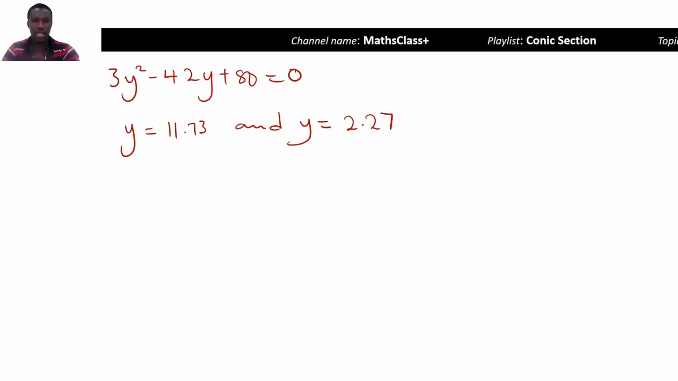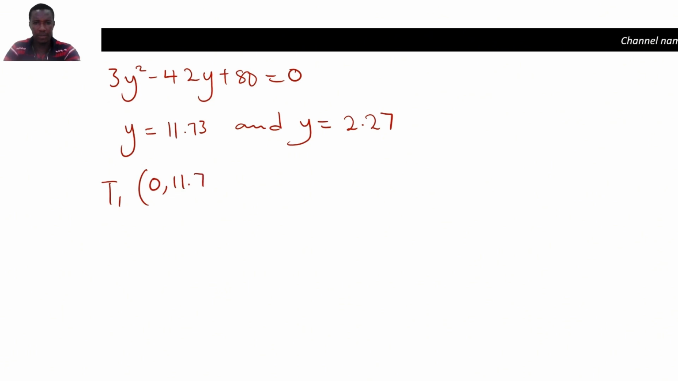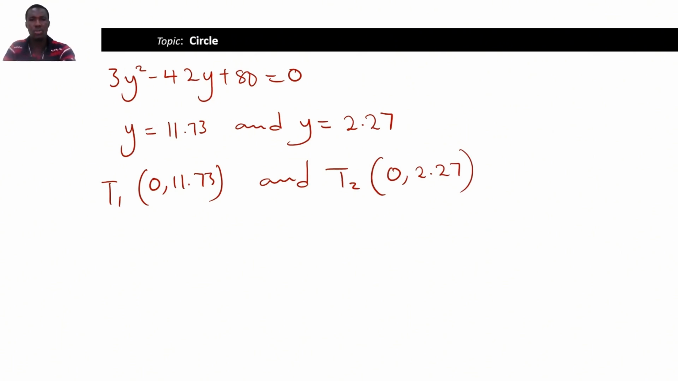And because it's a coordinate, a point that we are looking for, we remember x is 0. So the point T1 we shall say will be the point (0, 11.73), and then T2 we will say (0, 2.27). And that is the solution to the question.